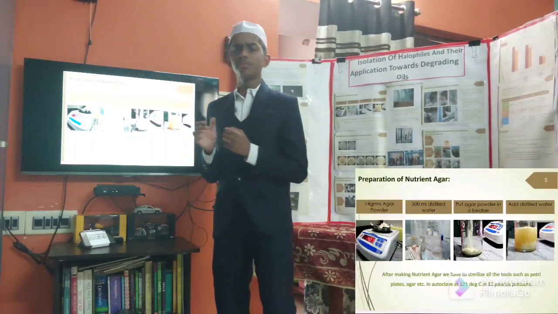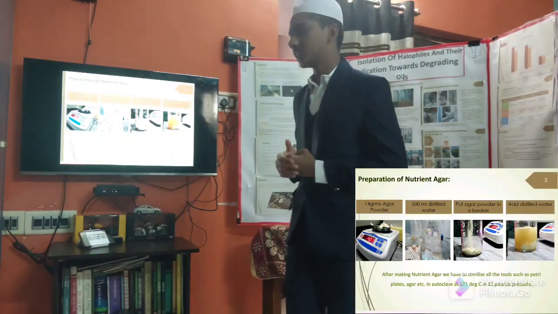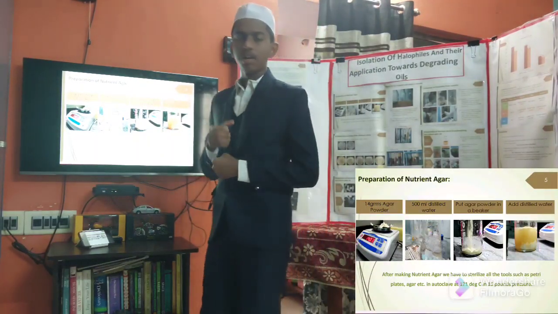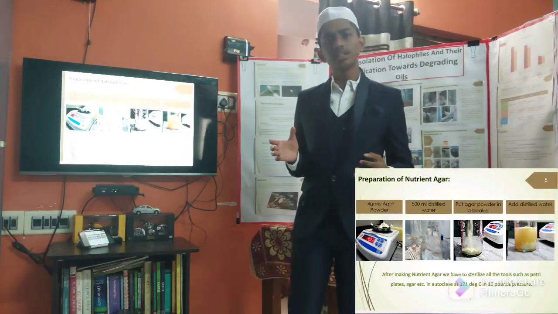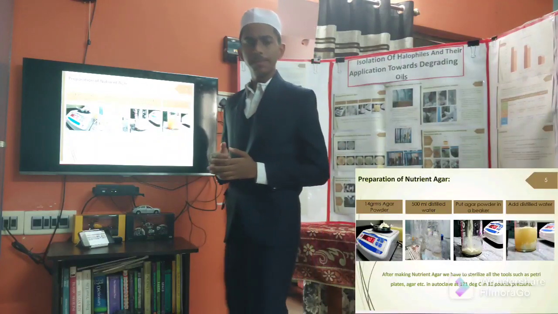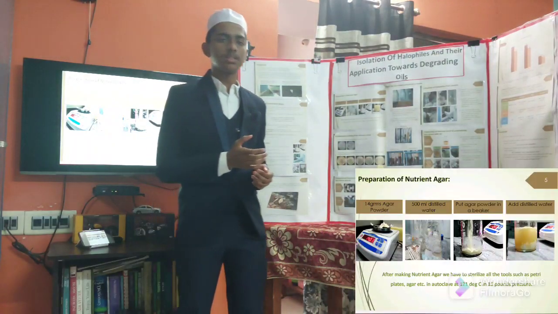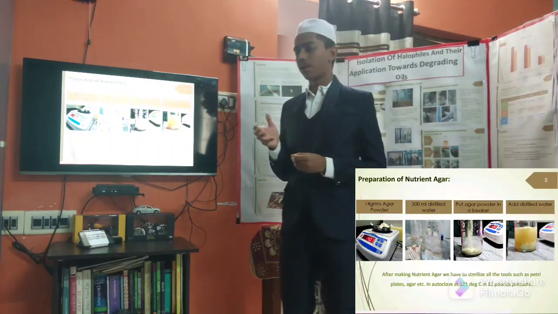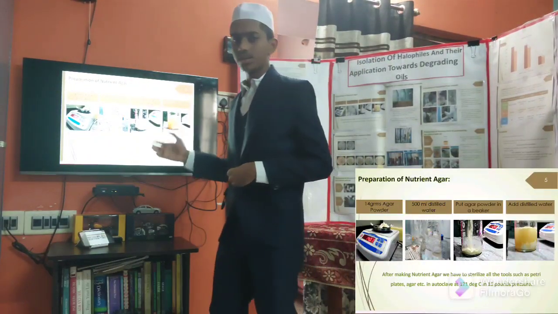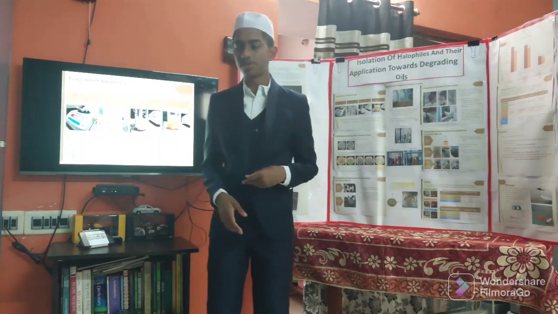The first stage of the project is preparation of nutrient agar. For this, we would require 14 grams of agar powder and 500 ml of distilled water. First, we have to mix these together and keep these in the autoclave with all other equipment like petri plates and micropipette for 15 minutes until it reaches 121 degrees Celsius at 15 pounds pressure.